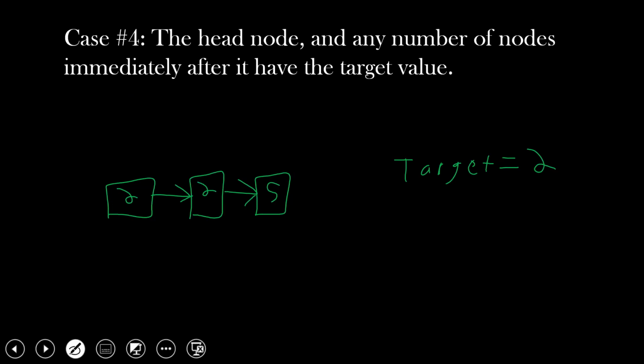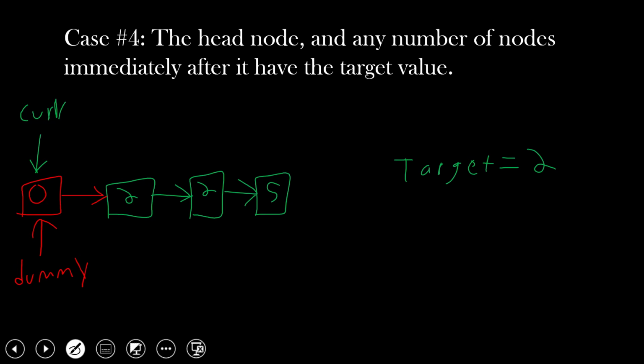So as you guys can see here, our list is 2, 2, 5. We have a target of 2. So essentially the list that we want to return is just 5. And so the answer is, how are we going to do that? Well, like always, we want to introduce our dummy head. So we introduce our dummy head, and of course we also have to introduce our current pointer, right?